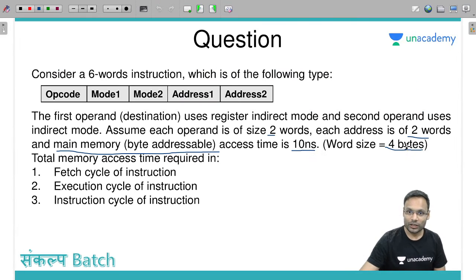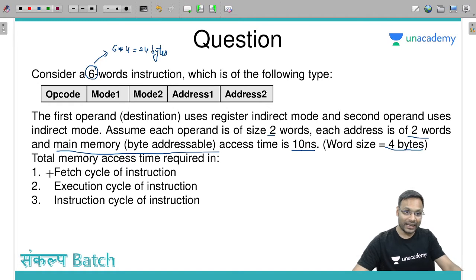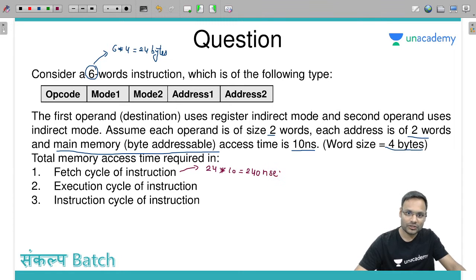अब क्वेश्चन है एक वर्ड 4 बाइट का और ये 6 वर्ड का इंस्ट्रक्शन है. 6 वर्ड इंस्ट्रक्शन मींस हाउ मेनी बाइट्स? 6 into 4, 24 byte instruction. If 24 byte instruction we have, then fetch cycle will take how much time? 24 byte instruction and each byte access will take 10 nanosecond, so 240 nanosecond. Only for instruction fetch.